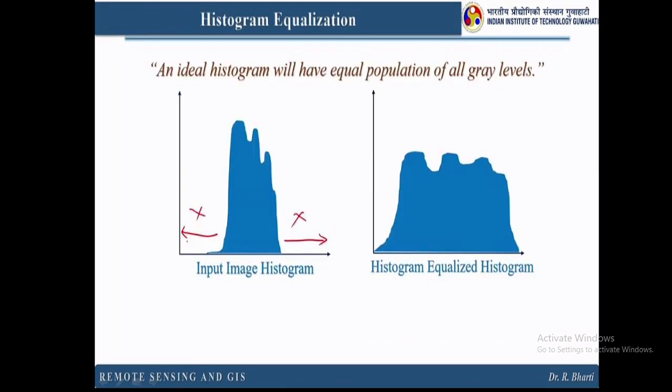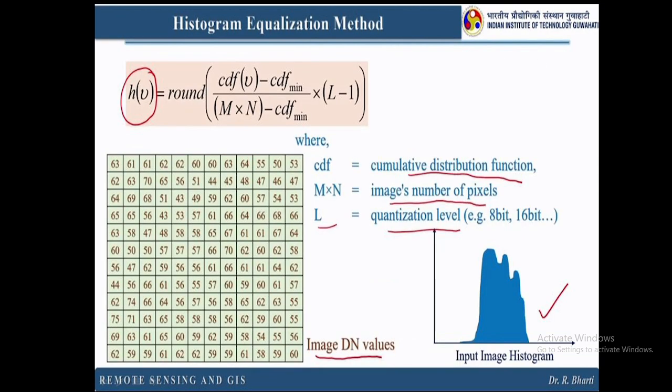Okay, so let us see histogram equalization. An ideal histogram will have equal population of all gray levels. This is the input image histogram, and this is the equalized histogram. We can see the second part of the equalized histogram, where the histogram is extended, and this is histogram equalization and image quality. Last one is the histogram equalization method.